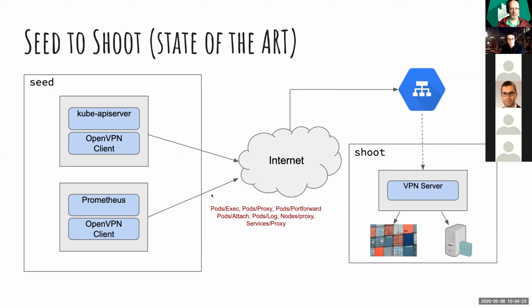For example, Prometheus, for scraping metrics from cAdvisor or from nodes or from other components that we run on the chutes, mainly system components. For the rest of the components in the chute, or for the custom user created components, users usually create their own Prometheus, so this is not a problem. So now we have two places where we need OpenVPN connections to be established from the seed to the chute.